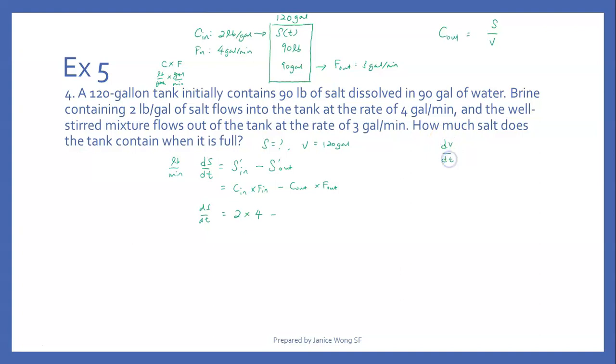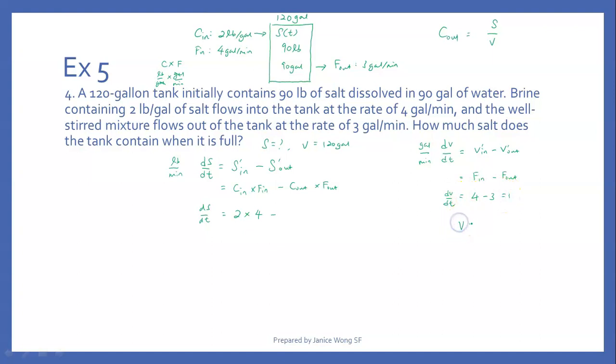We know that dV over dt, the rate of change of the volume in the tank, will be equivalent to V prime in minus V prime out. Look at dV over dt. This is volume versus time, which means gallon over minute. So for V prime in, at the inlet, we have a flow rate, which is in gallon per minute. So V prime in is the same as F in minus V prime out, which is F out. So substitute 4 minus 3. dV over dt is equivalent to 4 minus 3, which is 1.